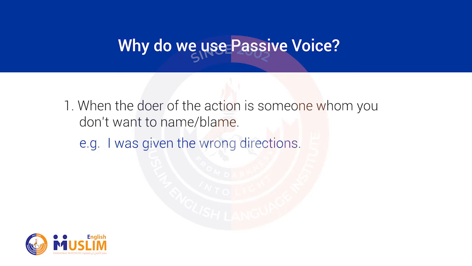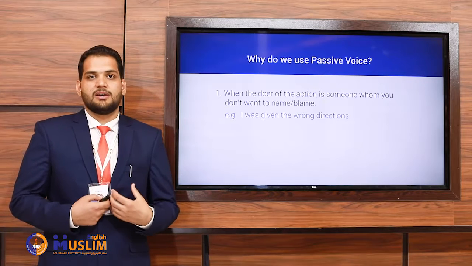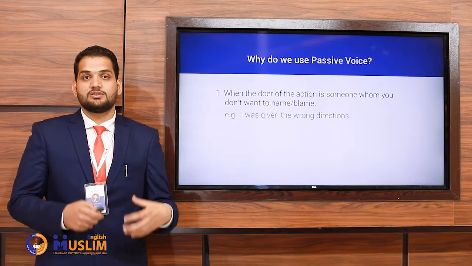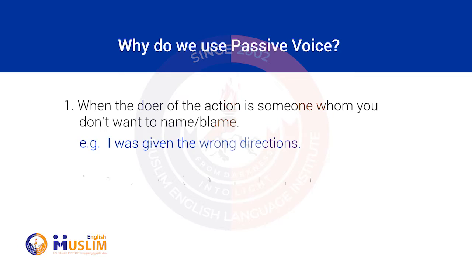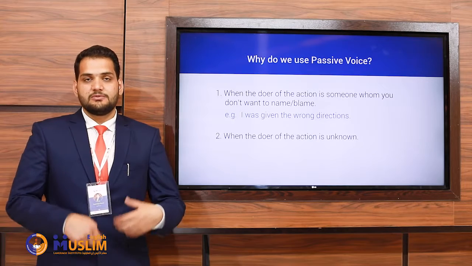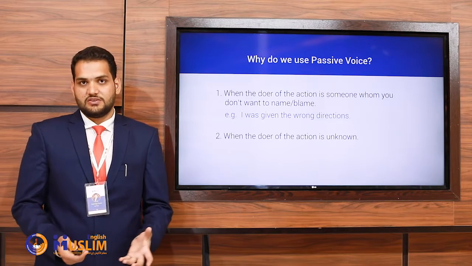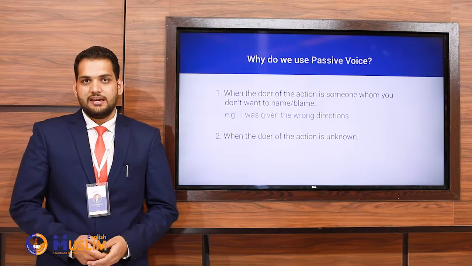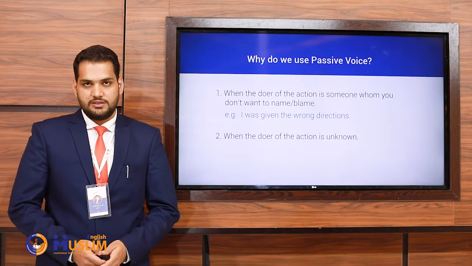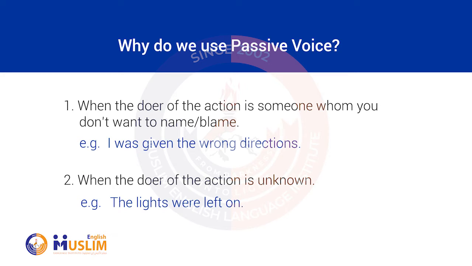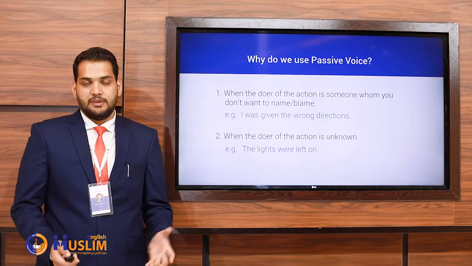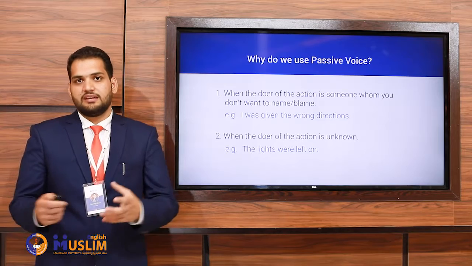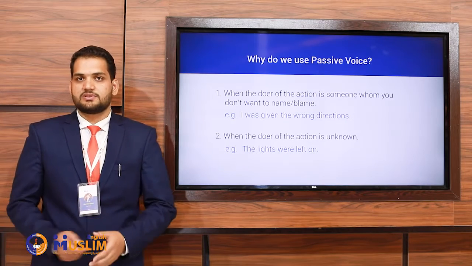For example, I was given the wrong directions. Now here, I don't want to talk about the doer of the action, or I don't want to blame the doer of the action. The second reason is when the doer of the action is unknown. Sometimes the subject of an action or the performer of the action is not known, is not clear. In that case, we can also use the passive voice. For example, the lights were left on. Now here, I don't know who left the lights on, that's why I have used passive voice.